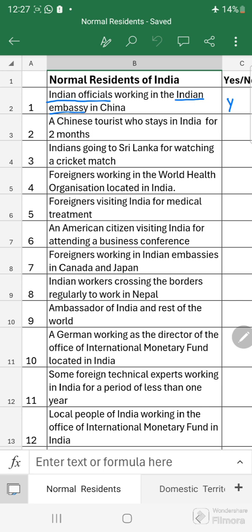The second one is Chinese tourists, that means foreigners who stay in India for 2 months. So they will not be considered as normal residents of India. So we write N.